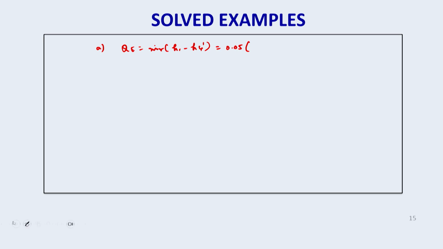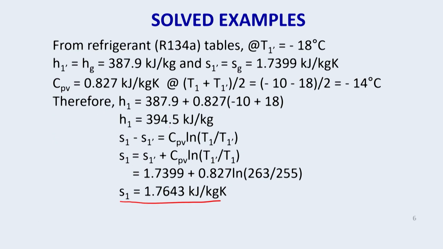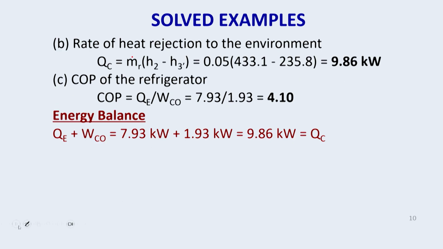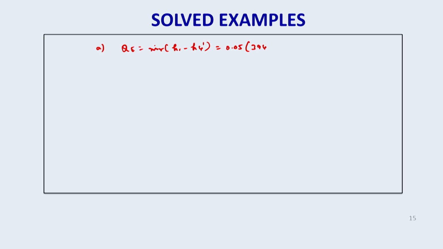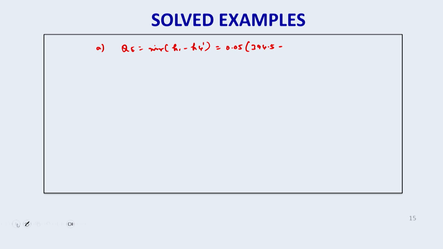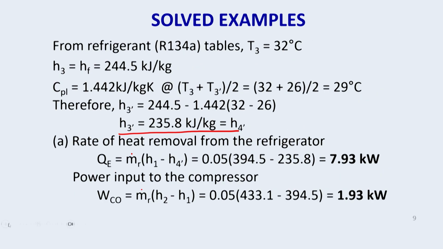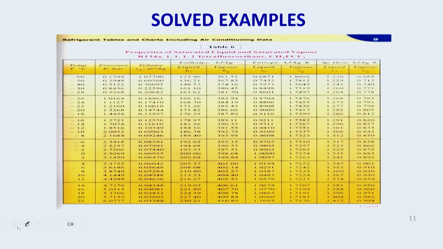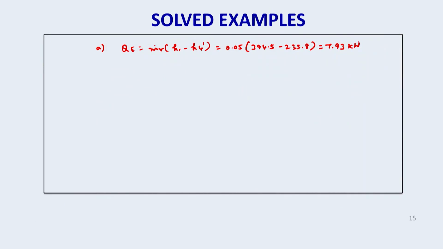0.05 into H1, which we have calculated as 394.5 kilojoule per kg, minus H4 dash. H4 dash is nothing but H3 dash, which we calculated a little while ago, that is 235.8. So the cooling capacity or the evaporator heat load comes to 7.93 kilowatt. Let us calculate the work of compression.